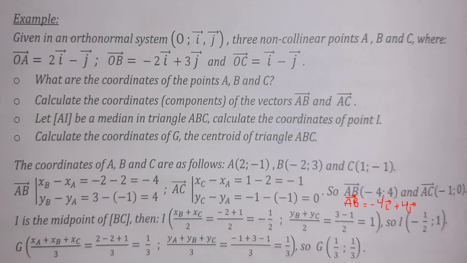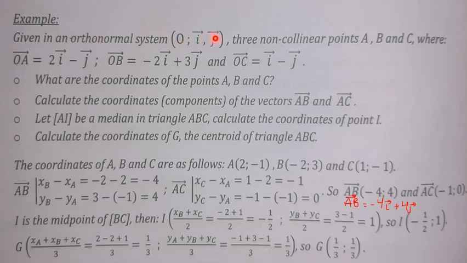Here we have this example. Given an orthonormal system, so it's necessary to identify the system in each example and exercise. We have three non-collinear points A, B, and C, where OA, OB, and OC are defined in this form. What are the coordinates of the points A, B, and C?